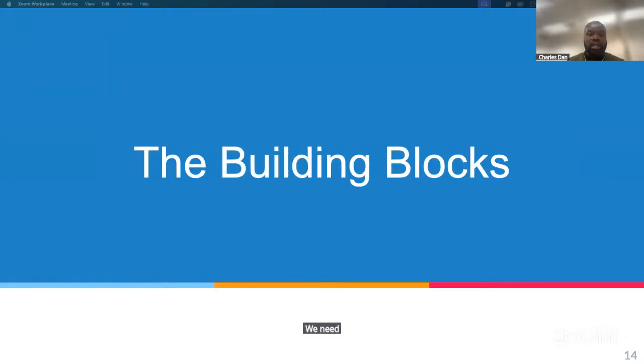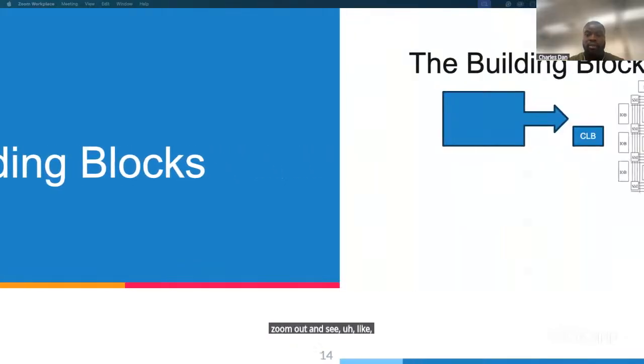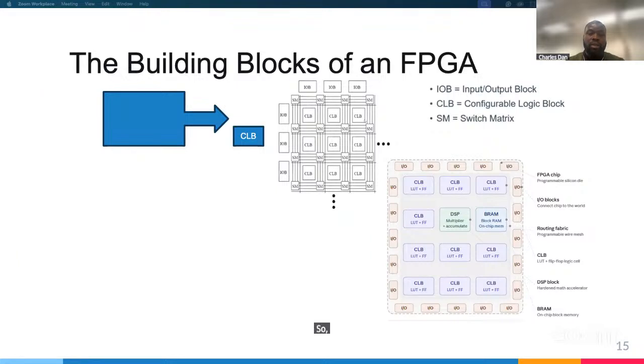We also need to understand some of the building blocks of an FPGA, since they are the fundamental parts. So we will just zoom out and see the big picture. At the most fundamental level, an FPGA fabric is basically these three components: the lookup table, the D flip-flop, and then the multiplexers.